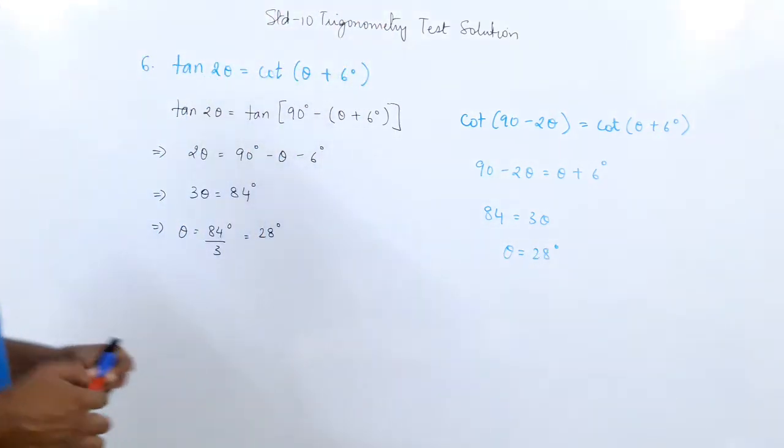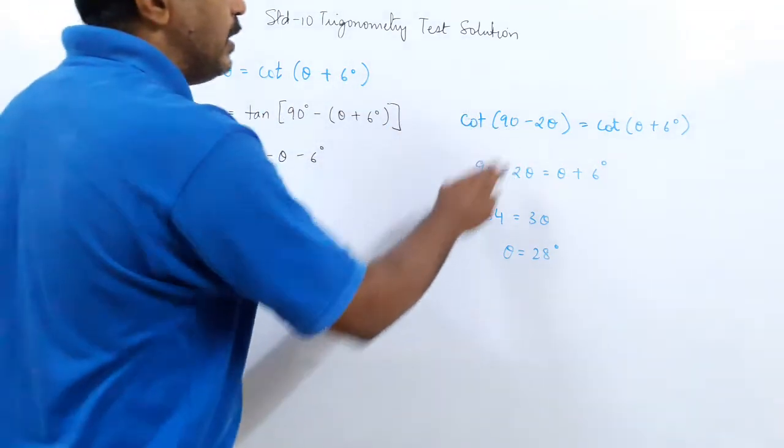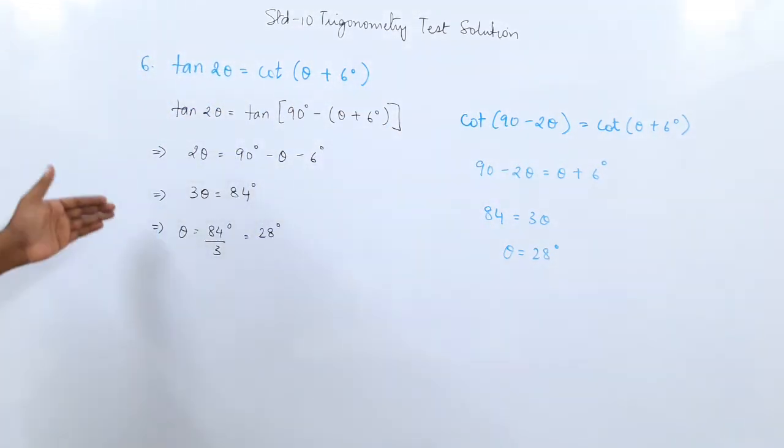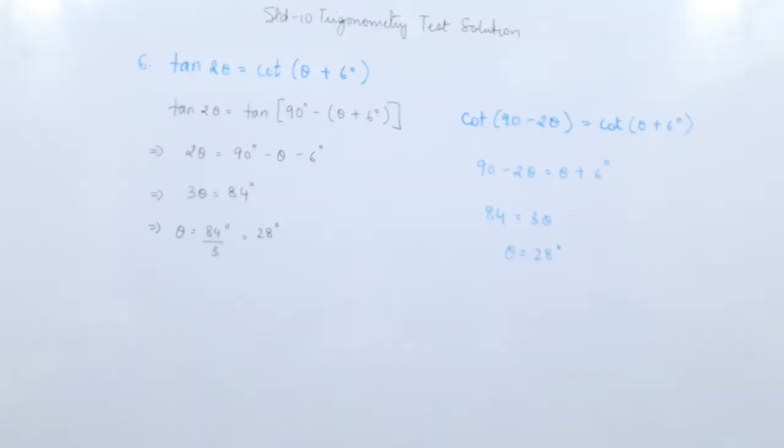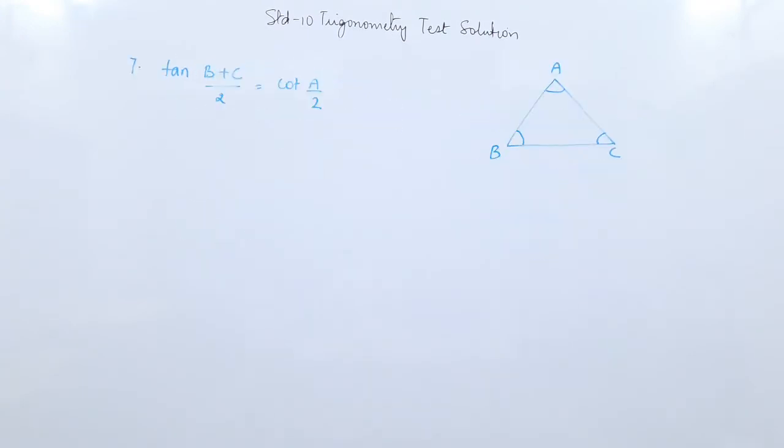Means you can do either way. You can turn the cot into a tan or the tan into a cot. The method is of your choice. Choose and you will get the answer 28 degree. So this is the next type of sum, the sixth sum. Now moving on. Okay, now the seventh sum.